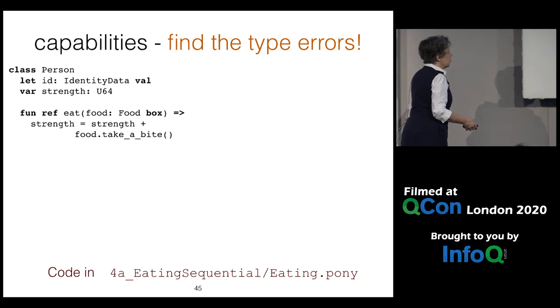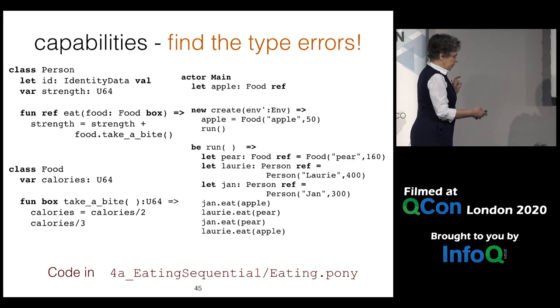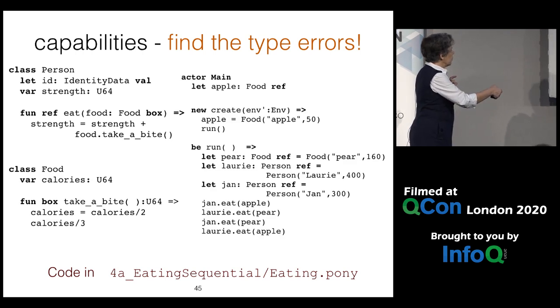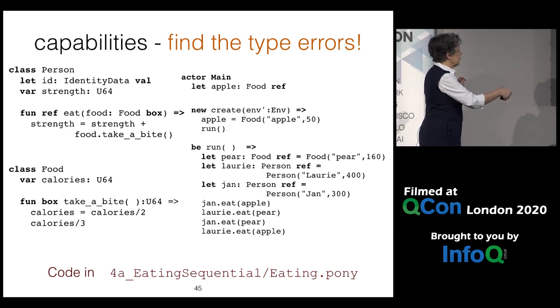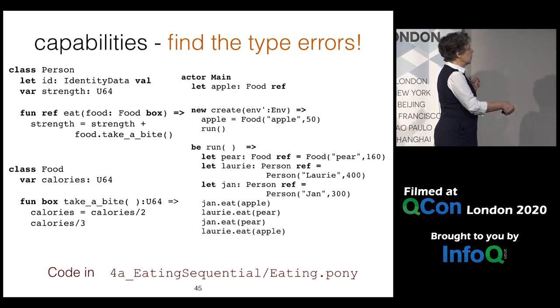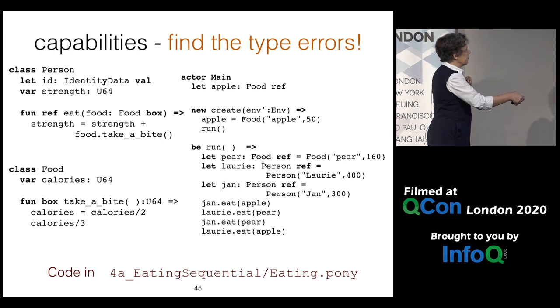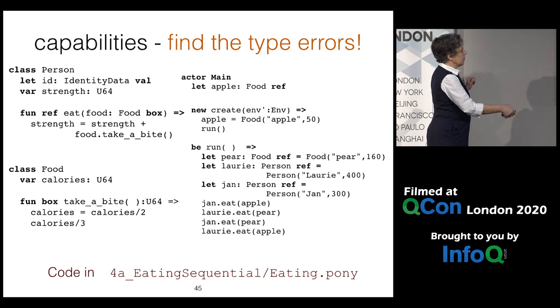So I'm going to go very fast through some Pony code. We have here a person who has identity and strength. When they eat, their strength increases. We saw that function already, by some amount that is taken from the food. And the take a bite function from food decreases the calories and returns parts of the calorie. And here in the main actor, we have an apple variable. Then we have a pear variable. They are both food. Laurie and Jan are people, and they eat the apple and the pear.